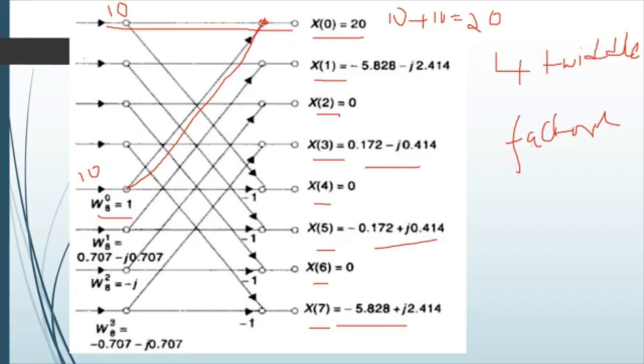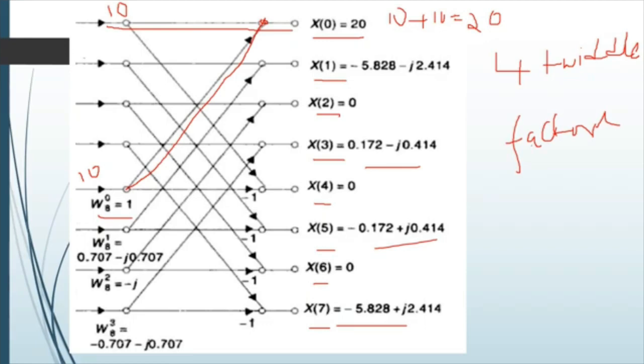Similarly, we will get x of 1, x of 2, x of 3, x of 4, x of 5, x of 6 and x of 7. We already know, by using the complex conjugate property, that when the given sequence x of n is real, we need not calculate all the points. Once you find the first 4 points, the next 4 points will be the complex conjugate of the first 4 points. You see, x of 1 is the complex conjugate of x of 7. Similarly, x of 3 is the complex conjugate of x of 5. And the 2 and 6 values are 0.